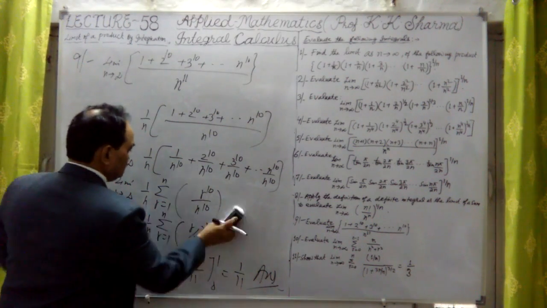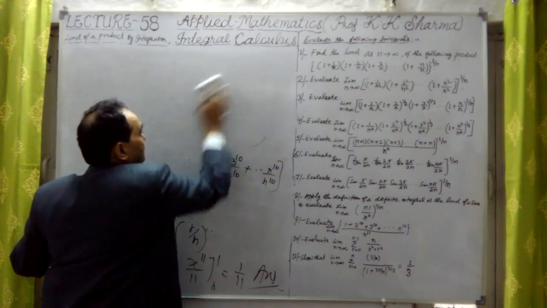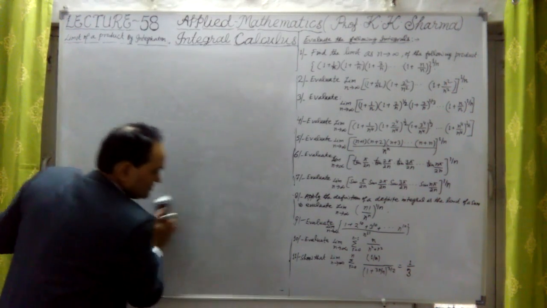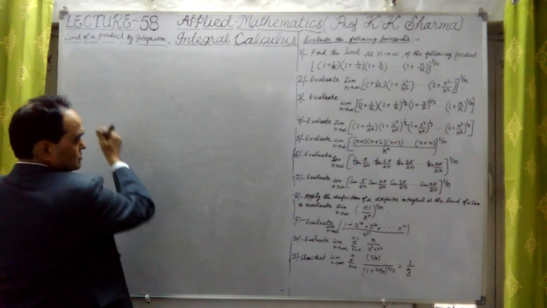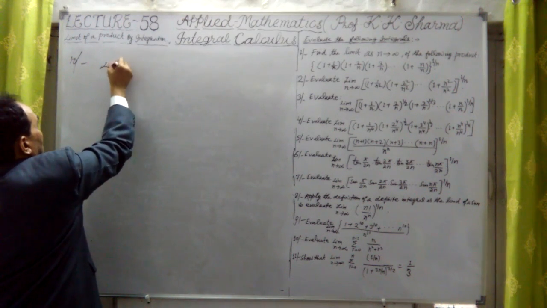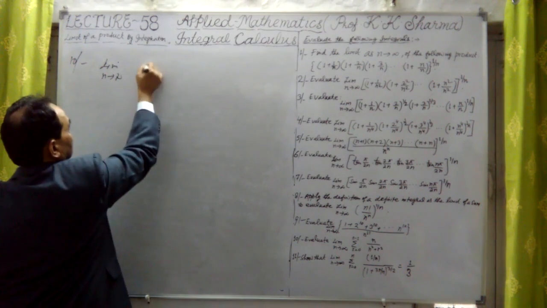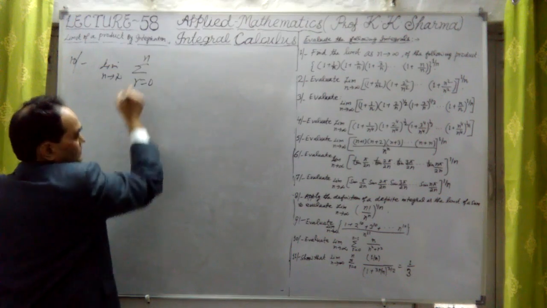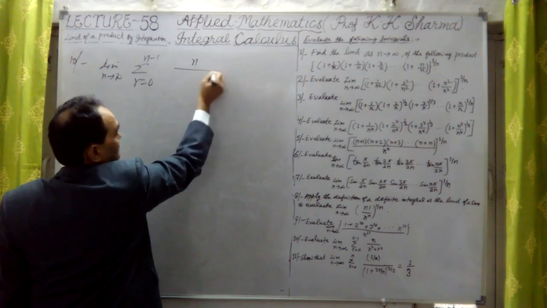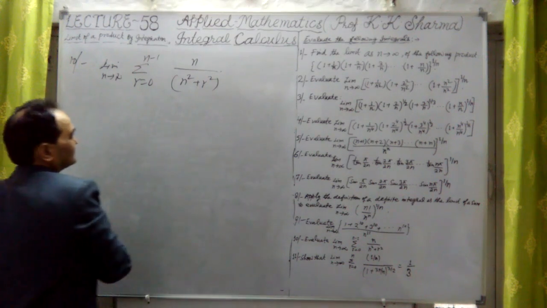Let me talk about the next question, which is the 10th one. Now question number 10, what does it say? Question number 10 is the limit n tends to infinity of sigma, r is 0 to n minus 1, n upon n square plus r square. It is given to us.